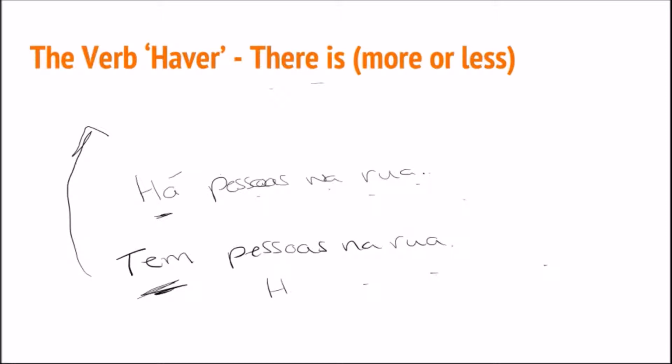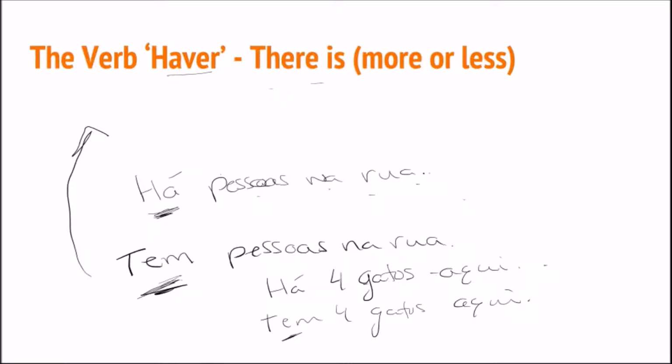You could say há quatro gatos aqui. Or you can say, tem quatro gatos aqui. There are 4 cats here. Literally this translates into has 4 cats here. But the meaning of it is there are 4 cats here. So my recommendation, just skip using the verb haver, há, altogether. It's kind of tricky, and tem is much more easy to use, and you'll practice using the verb ter.